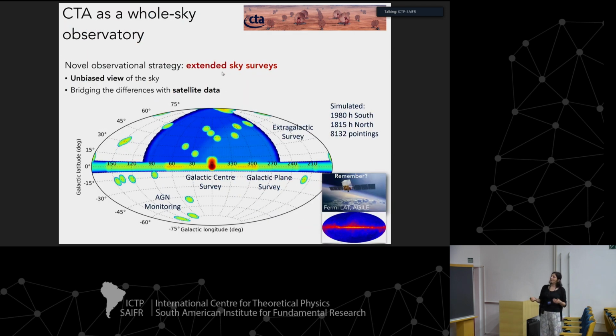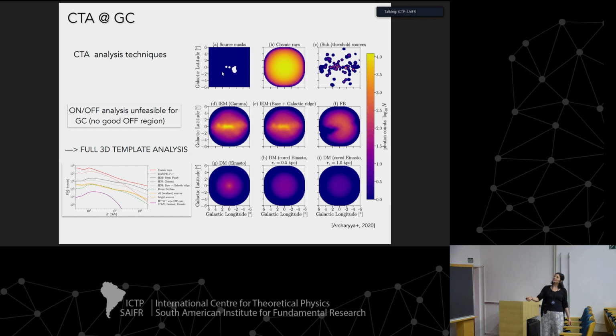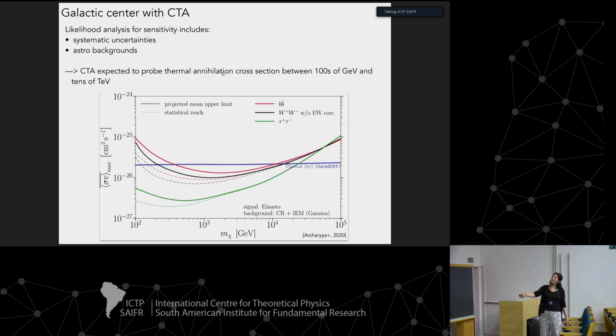Very quickly, I wanted to show this analysis projection, how well CTA will do in the galactic center. I said that HESS did a galactic center survey, but CTA will do a much deeper and much larger one. If you do this 3D template analysis and you fit all the possible models that you expect would be there, you get that CTA should almost certainly fill in this TeV gap and probe the TeV thermal cross-section. So this is very promising.